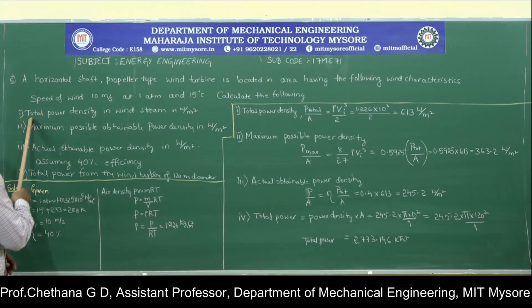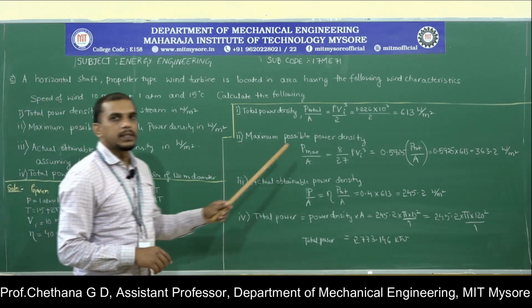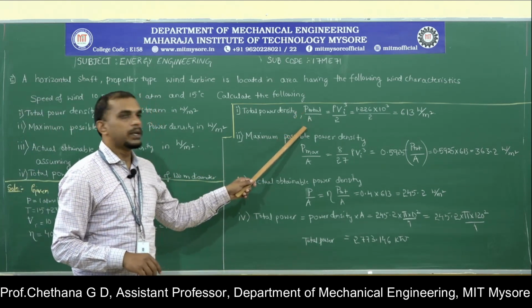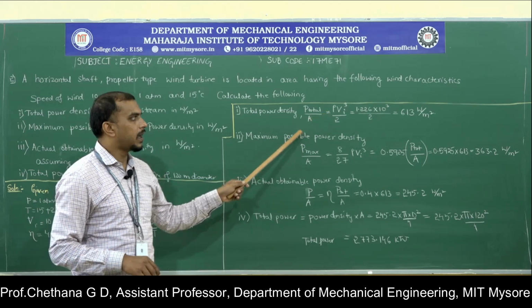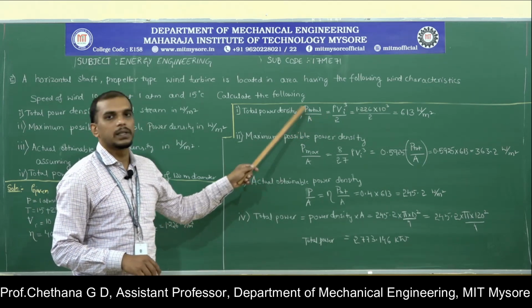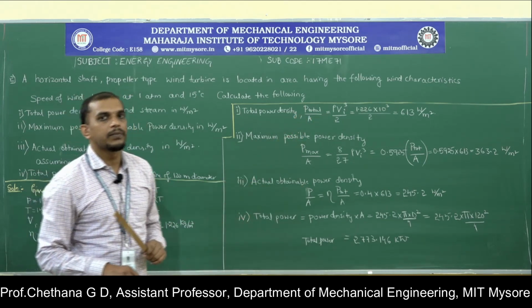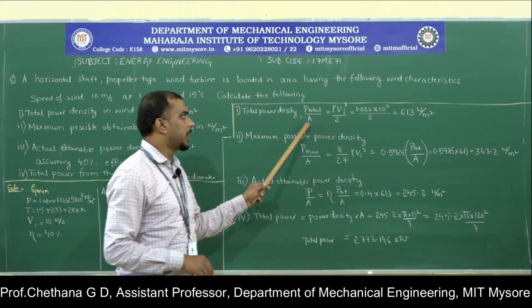Now, in order to calculate total power density, we have this formula P total by area. So area has been taken this side because he is asking you the power density. We want it in watt per meter square. So area will be this side.